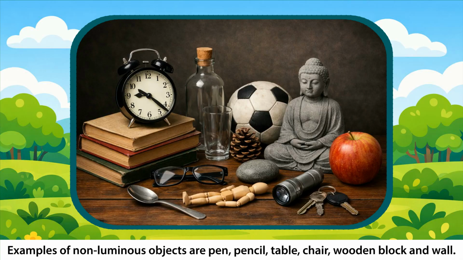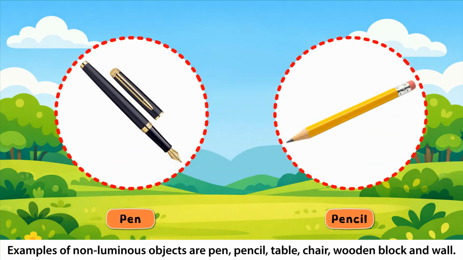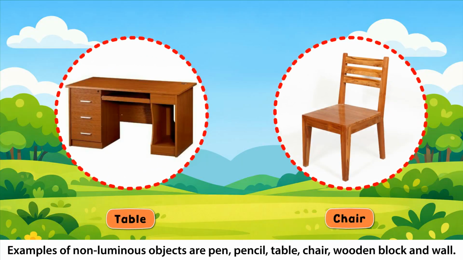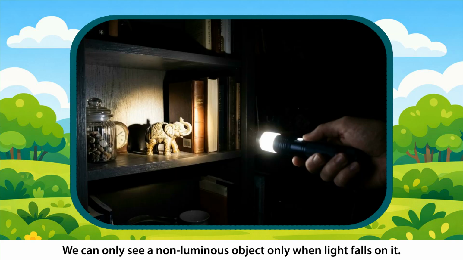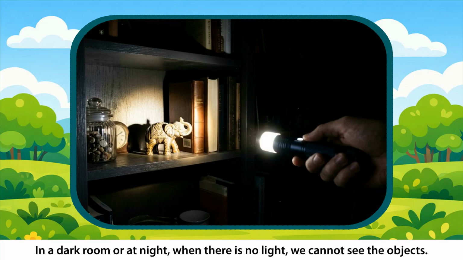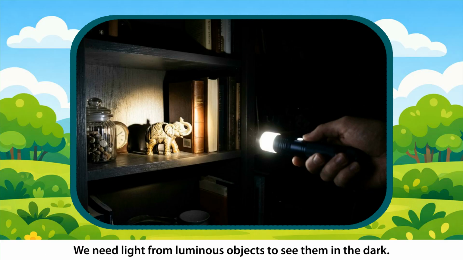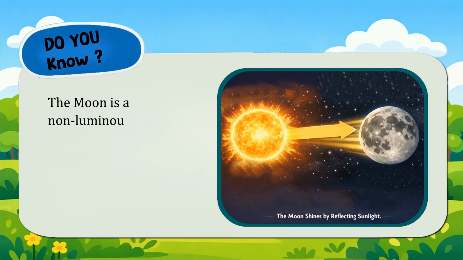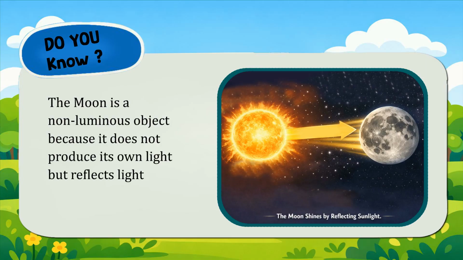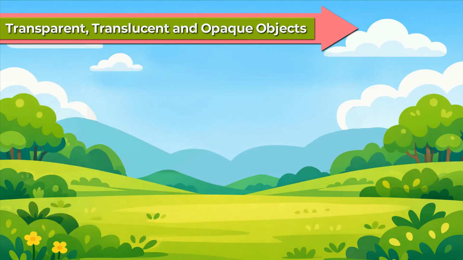Examples of non-luminous objects are pen, pencil, table, chair, wooden block, and wall. We can only see a non-luminous object when light falls on it. In a dark room or at night, when there is no light, we cannot see the objects. We need light from luminous objects to see them in the dark. Do you know? The moon is a non-luminous object because it does not produce its own light but reflects light from the sun.